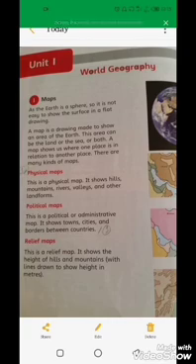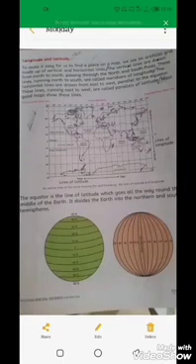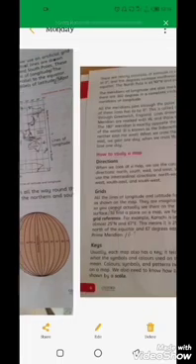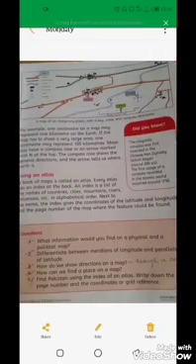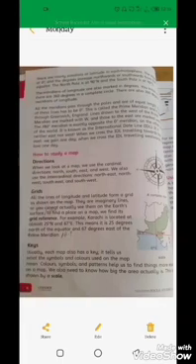Unit number 1, World Geography. Before starting the lecture, I want to tell you what you are going to learn in this unit. In this unit you will learn about maps, types of maps. You will also learn about longitude and latitude. Then you will learn how to study a map, and at the end you will learn what an atlas is and how to use an atlas.